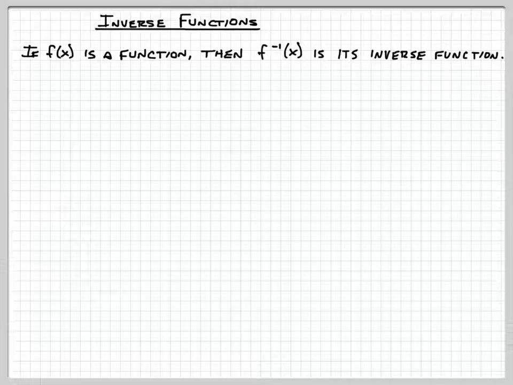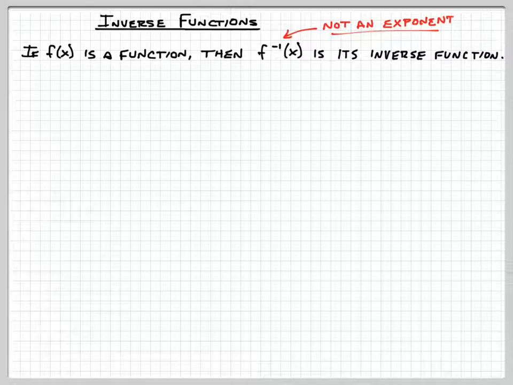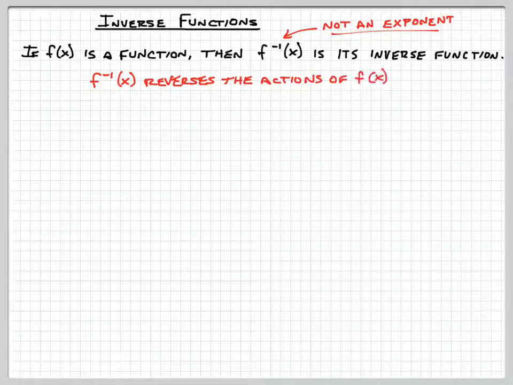Now something to keep in mind with this -1: this is not an exponent. This is just a notation that shows that we're talking about the inverse function. So don't think about that as a negative exponent, okay? Two very different things. The inverse of f of x reverses the actions of f of x. Whatever happens with f of x, the inverse should reverse that action.